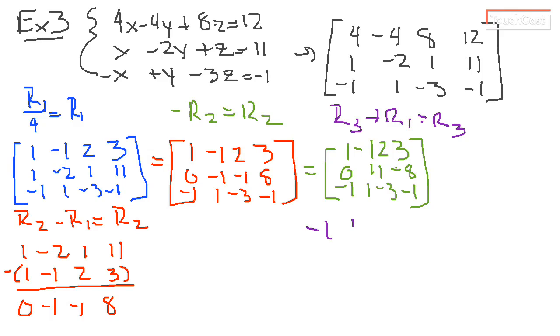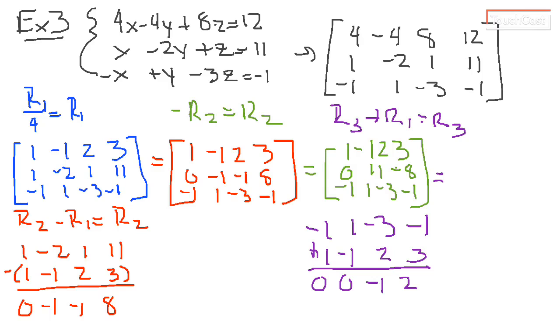So I'm going to go negative 1, 1, negative 3, negative 1. Lots of numbers to list. 1, negative 1, 2, 3. And we're adding these. So we're going to get 0. 1 plus negative 1 is 0. Negative 3 plus 2 is negative 1. Negative 1 plus 3 is 2. So we're actually almost there. We're going to have 1, negative 1, 2, 3, 0, 1, 1, negative 8, 0, 0, negative 1, 2.